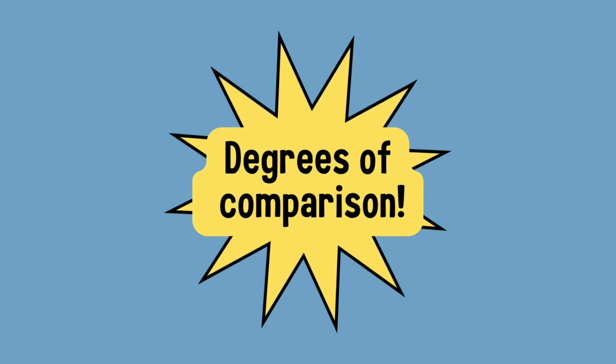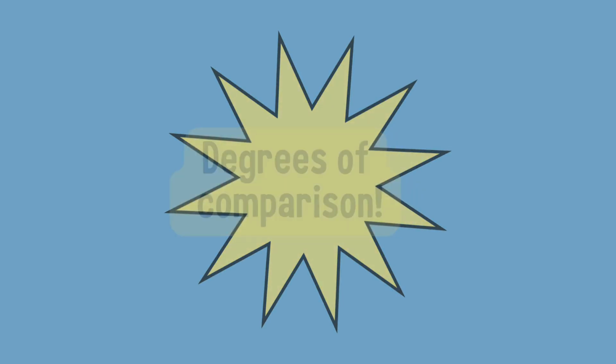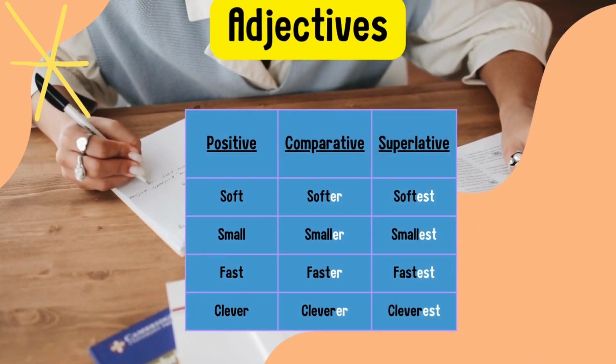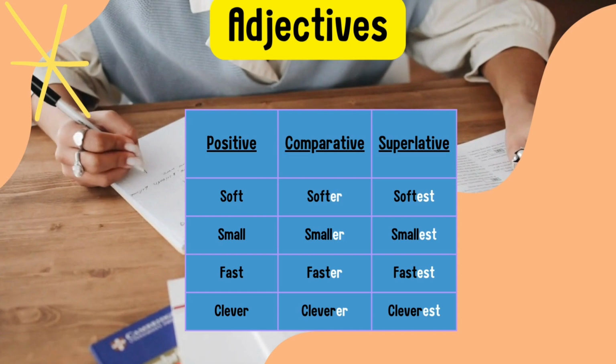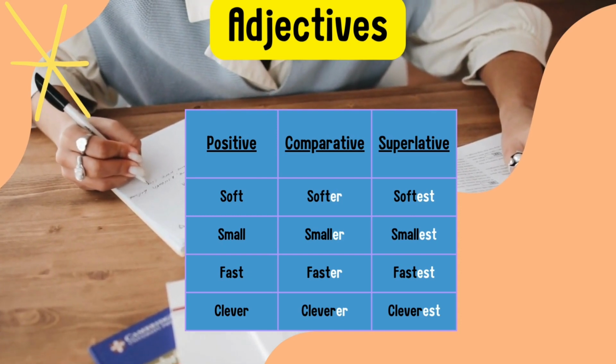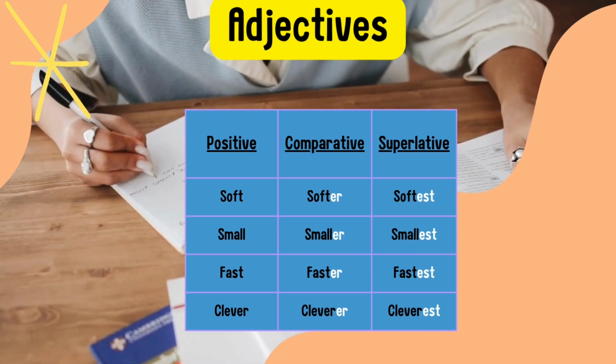Degrees of comparison. We have 3 degrees of comparison: positive, comparative and superlative. We use different forms of adjectives in degrees of comparison.